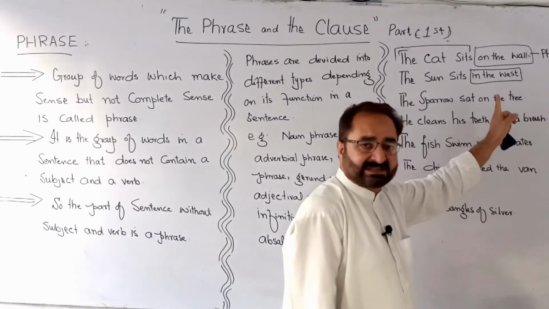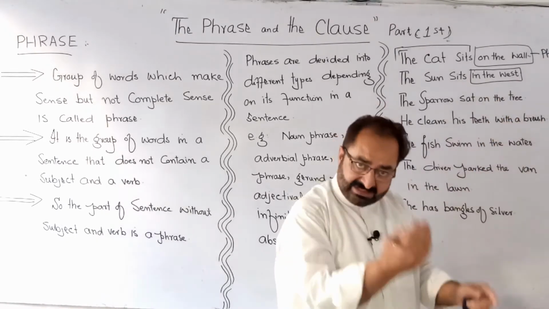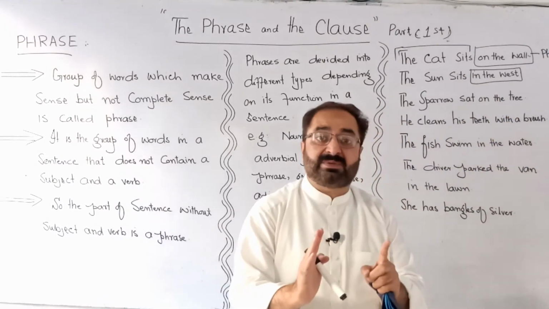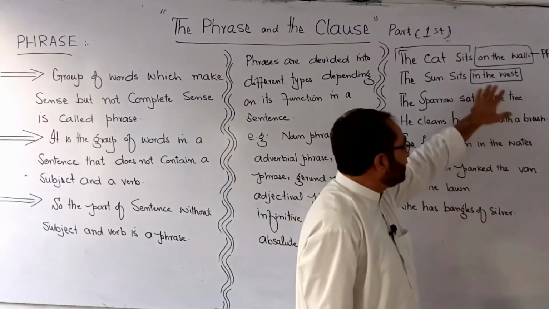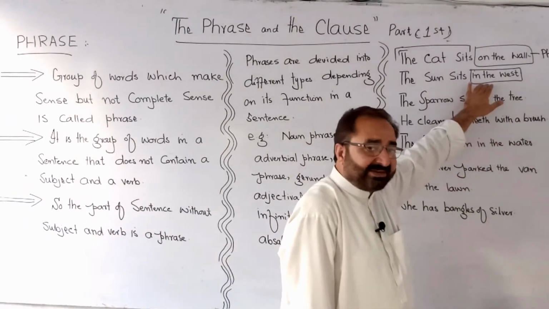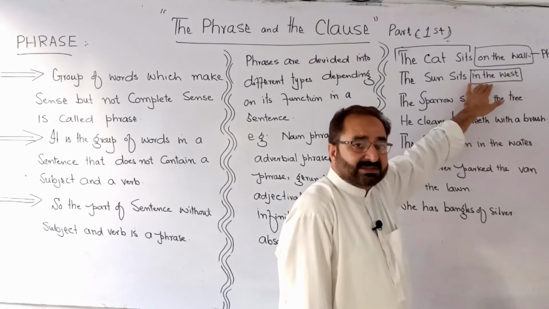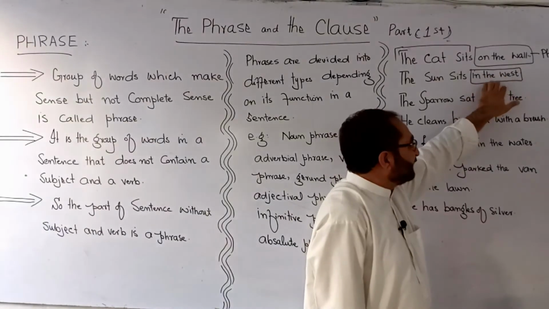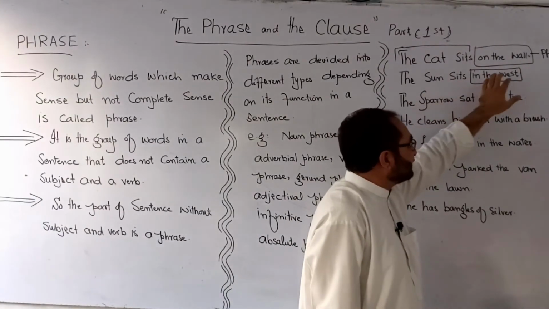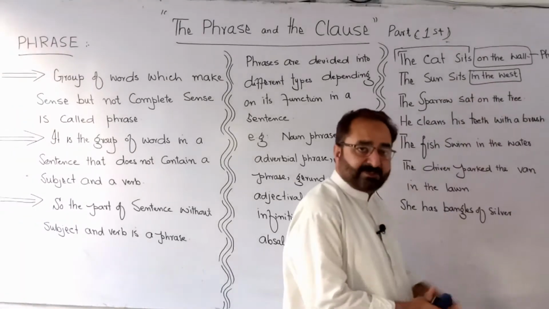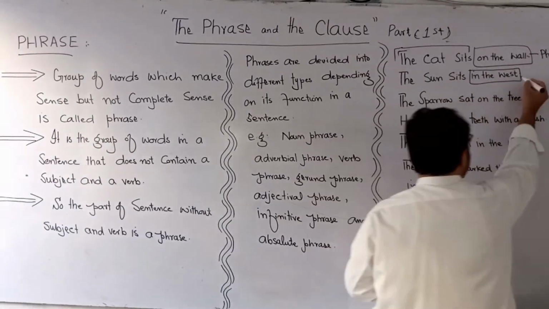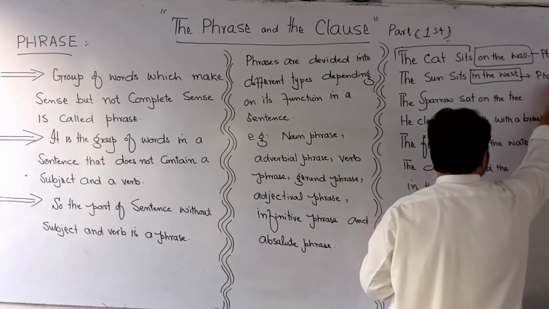They are able to give us a sense. We may take a meaning from them, but the meaning will be incomplete. So, dear friends, in this part of the sentence, there is no subject nor a verb. So we may say that this part of the second sentence, "in the west," is a phrase.